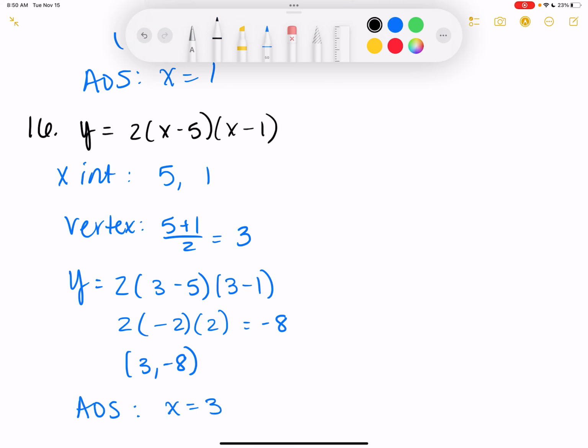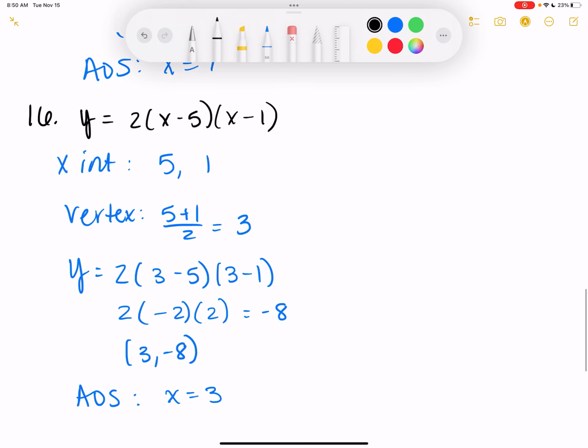So now I can set this up to graph it. Keep in mind that you need to go all the way down to negative 8 on the y, so be mindful of that when you're drawing your graph. And is this one opening up or down? Up. Okay, up.